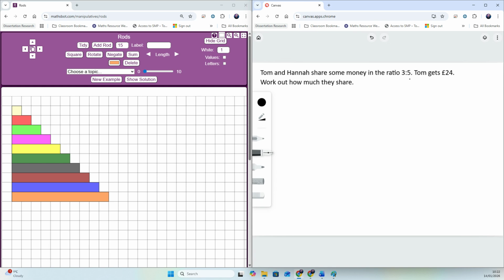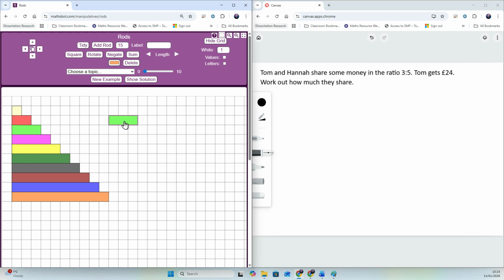Tom and Hannah share some money in the ratio 3:5. So we want to be looking at that ratio 3:5, and a standard visualization for something like that would be a bar model. And you can see what I've got here is my Cuisenaire rods, which can be used as the physical manifestation of the bar model. So if you're wanting to actually work with bar models in a concrete form, then Cuisenaire rods are probably the go-to manipulative for this.